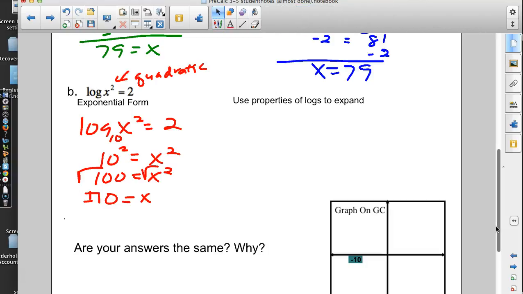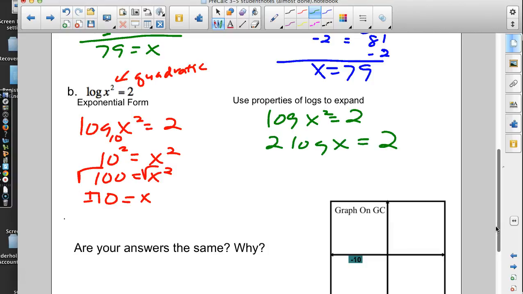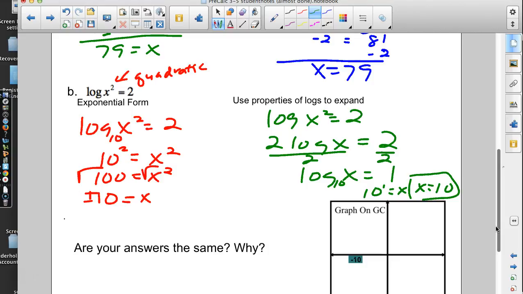Now let's just say instead we did this. One of the properties of logarithms is that you can bring that power down in front and make it multiplication. Do that instead. Well, now I'm going to divide by 2. Well, now I can snail shell, and it's easier. 10 to the first equals x. What happened? I lost a solution.